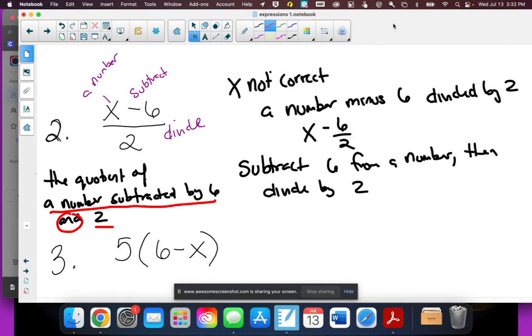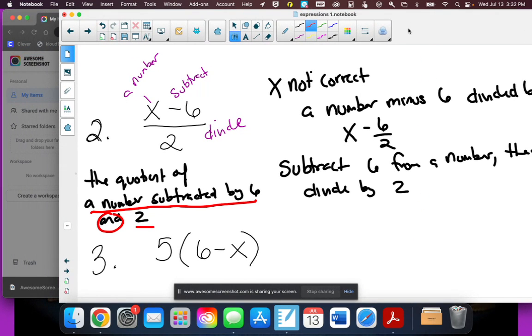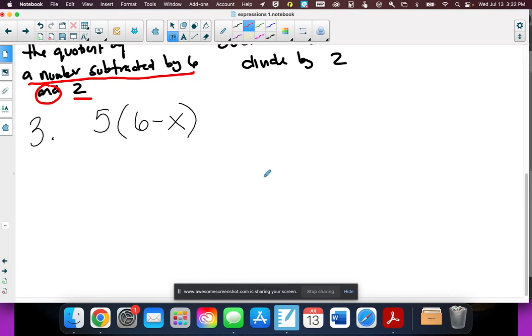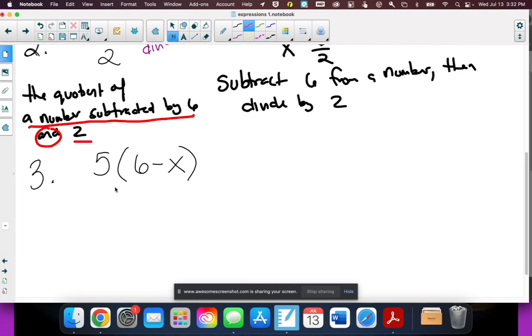Okay, so last one. All right, so I am multiplying, right? That's what it means when we have the parentheses with nothing in between. We are subtracting, and there's my number, my variable that I'm replacing. Okay, so again, a few different ways that we can write this.